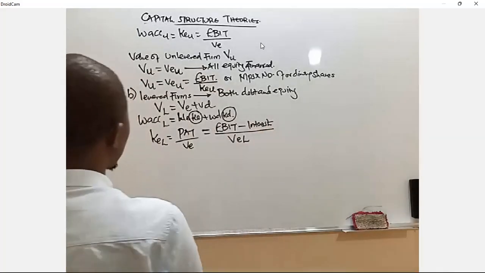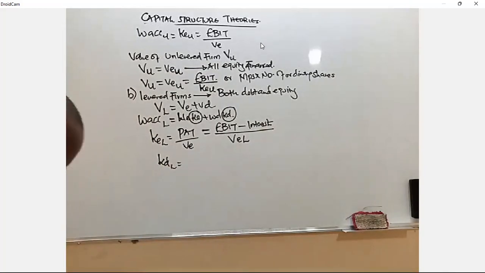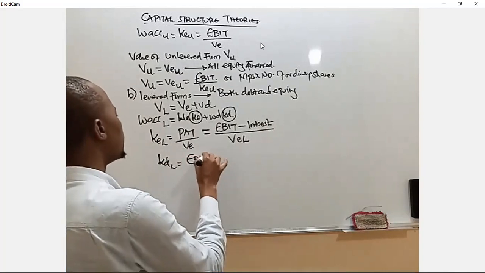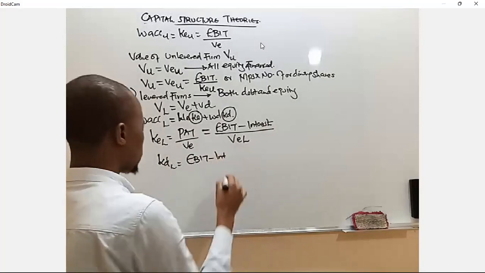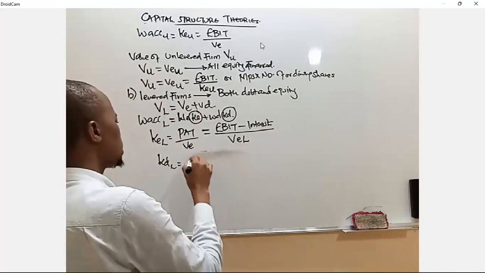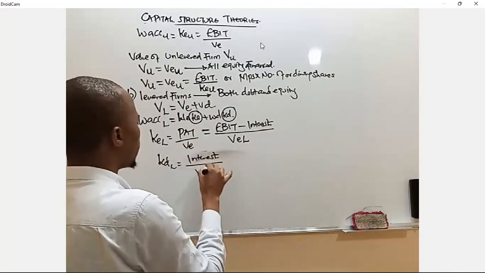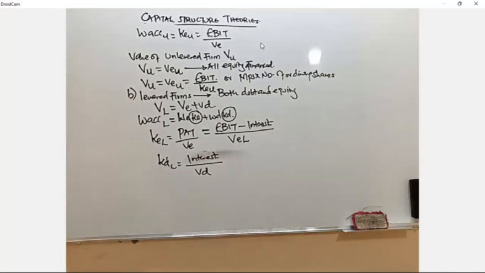What about the cost of debt of the levered firm? If the cost of debt is not given, then I'm going to take my interest. Sorry for this. You divide by the value of debt.